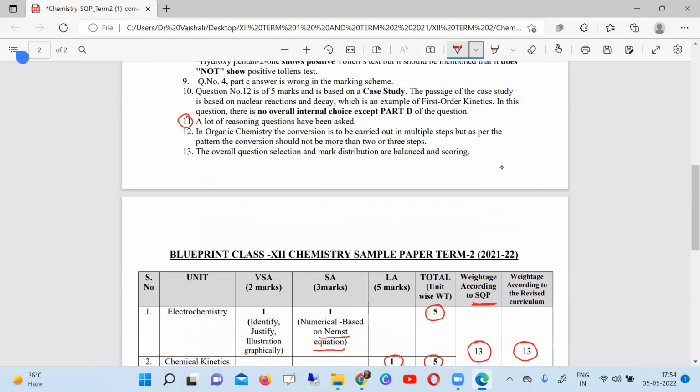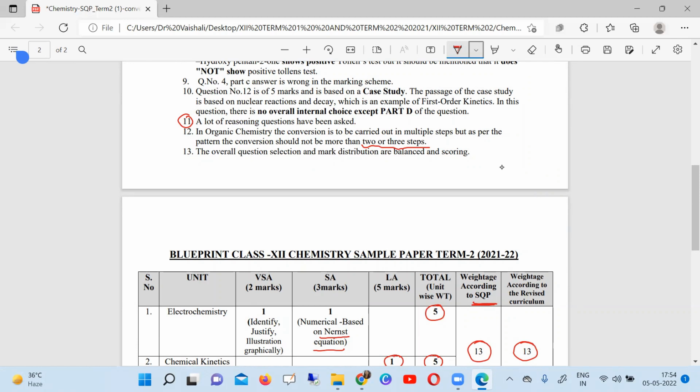In organic chemistry, the conversion is to be carried out in multiple steps, and in this question paper you can see the conversions given are multiple steps. But as per our board exam, mostly the questions that come as a conversion part are not more than 2 or 3 steps. So don't worry about that. If multiple steps are there, we have to solve all in the multiple steps. Basically, in the board exam, it comes in either 2 or 3 steps.